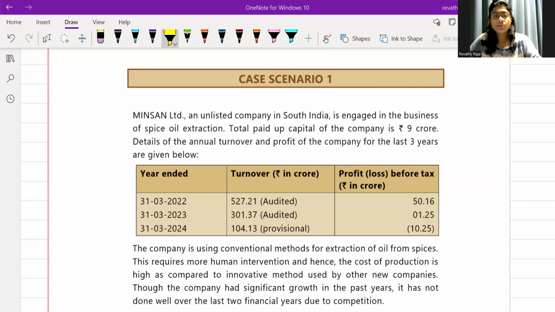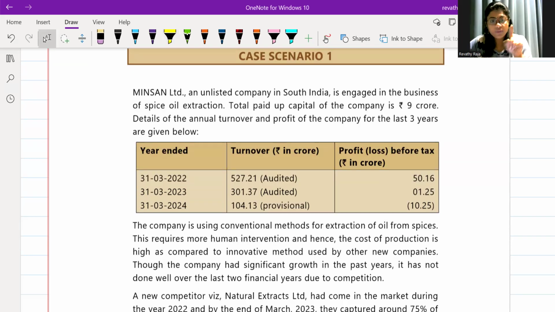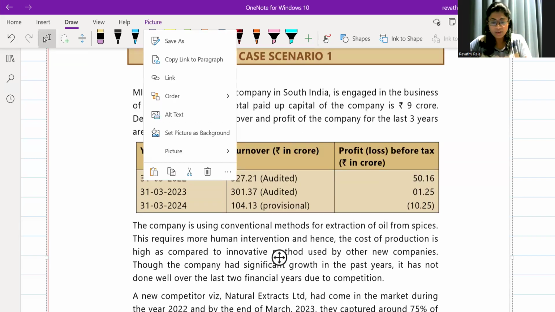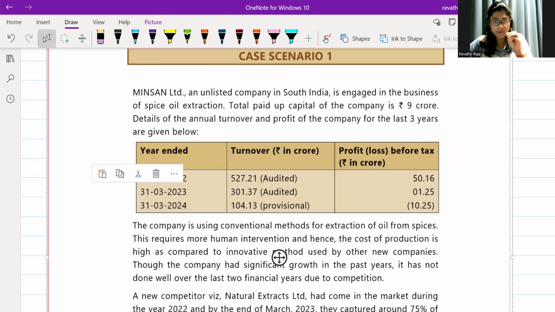Yeah. So we are starting with case scenario question 1. So this question, I think we will read it so that we can revise the topics also. Okay. So come on, read.